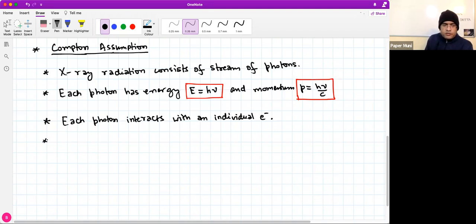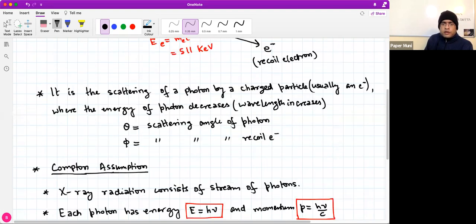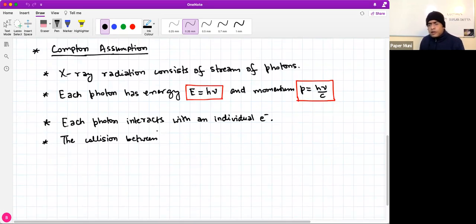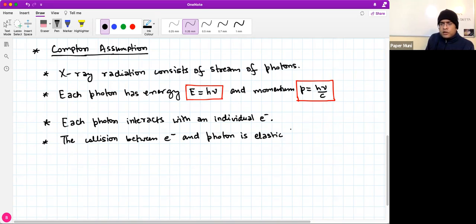So you can remember this: Compton scattering is relativistic and the photoelectric effect is not relativistic, because of the energy involved. The collision between the electron and the photon is elastic and relativistic. And one more thing is that we are also considering that the electron is free and stationary.